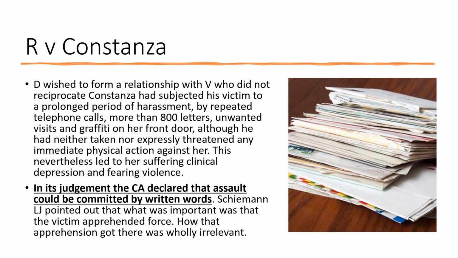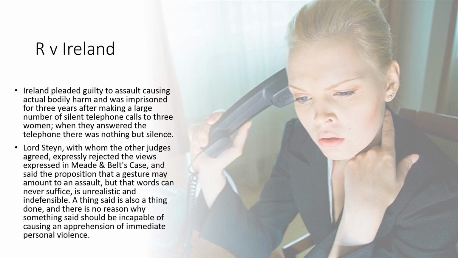In Constanza, you will have looked at this case, the defendant wished to form a relationship with the victim who didn't want to reciprocate, and Constanza subjected his victim to a prolonged period of harassment by repeated telephone calls, more than 800 letters, unwanted visits, and graffiti on their front door. Now, there were no express physical threats against her, but nevertheless she suffered clinical depression and fear of violence, and again, written words in this case could constitute assault. In Ireland, again, this is a stalking case, but telephone calls or silent telephone calls amounted to assault. So this is the apprehension.